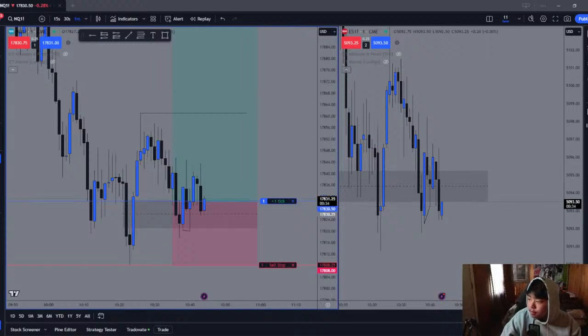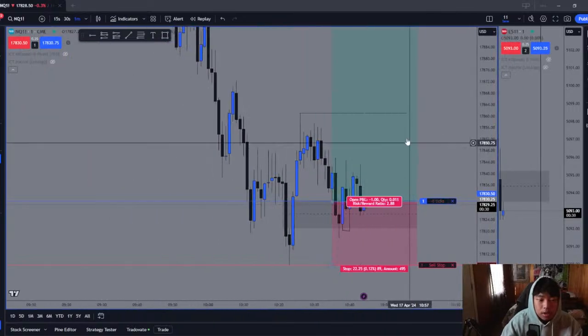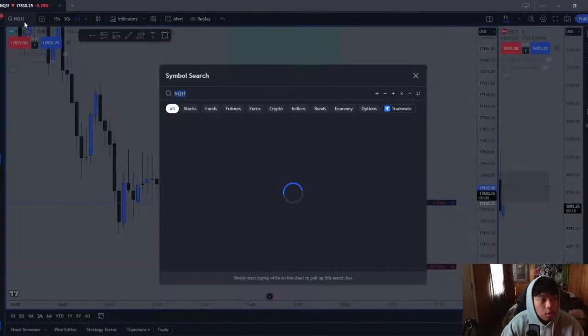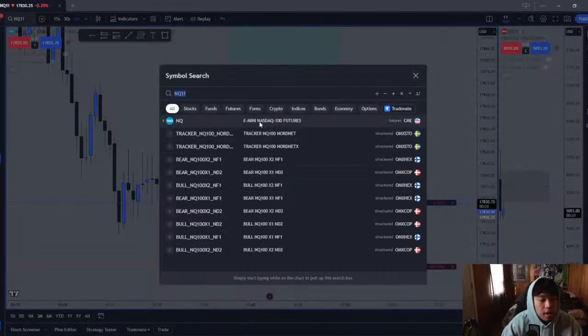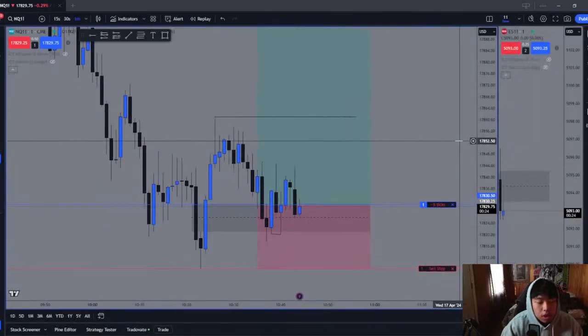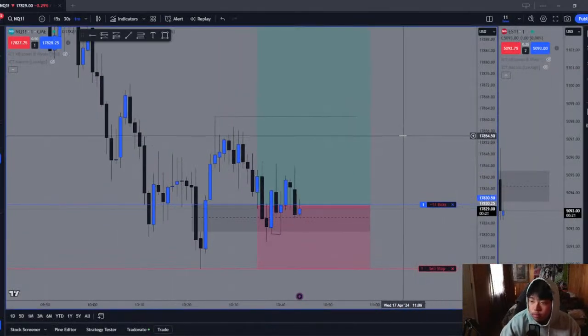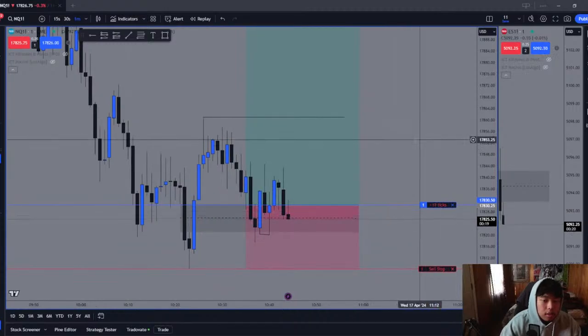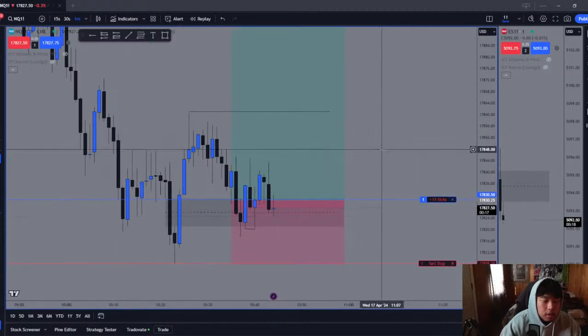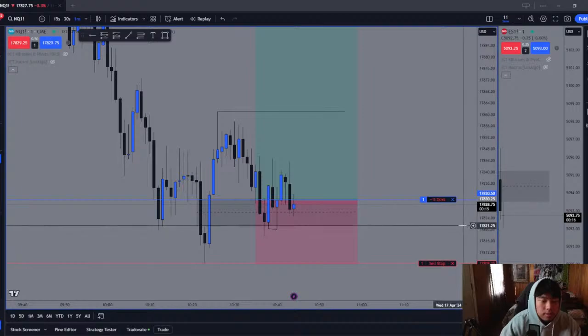My bad. This is futures? Yes, this is NASDAQ futures, or NQ1. NASDAQ 100 E-mini futures. Said this inverse needs to hold.